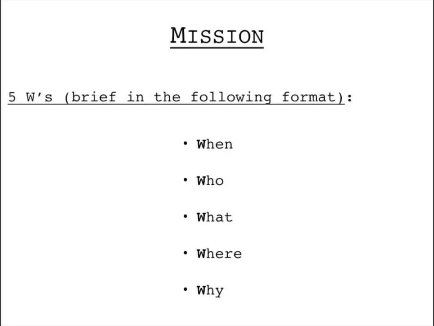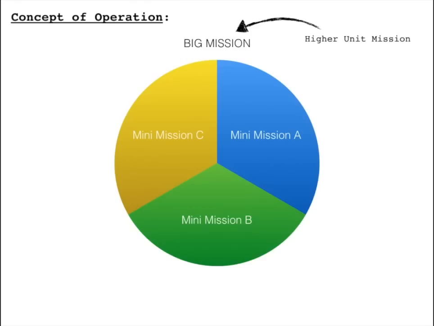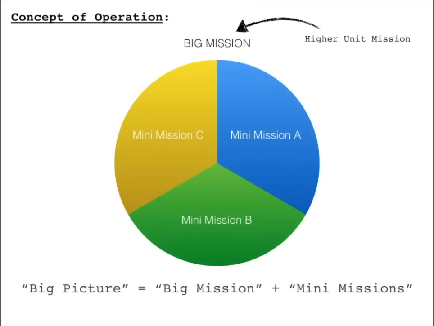Now let's move on to execution. Commander's intent is none at OCS, so let's skip over that. Concept of operations. This is where you talk about how the mission is going to go down. This is the big picture. Let's refer back to that pie chart I used earlier. In concept of operations, you talk about the big mission and the mini missions so that everyone understands how each mini mission plays a role in the big mission. Laying it all out like that is called the big picture.